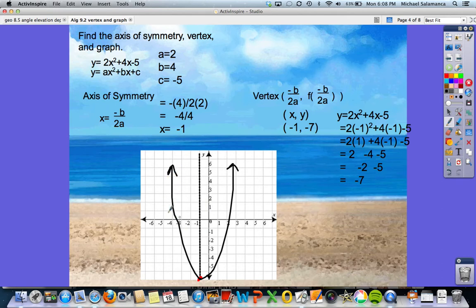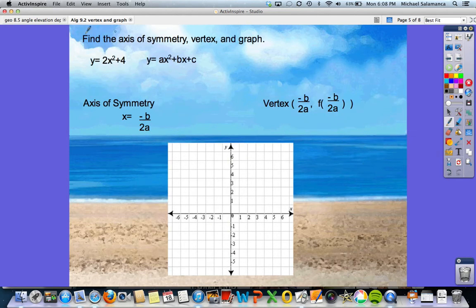But notice that in this instance, our axis of symmetry splits it right down the middle, and then our vertex is the minimum or maximum point, and it's right where the left and right side meet at the bottom or the top. So find that axis of symmetry, vertex, and then graph.